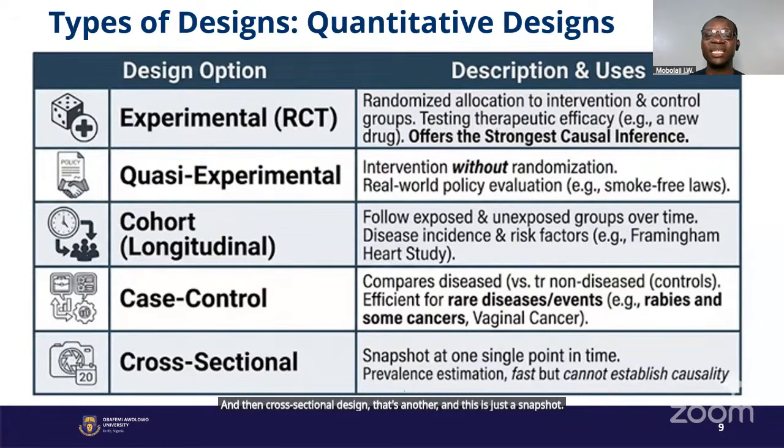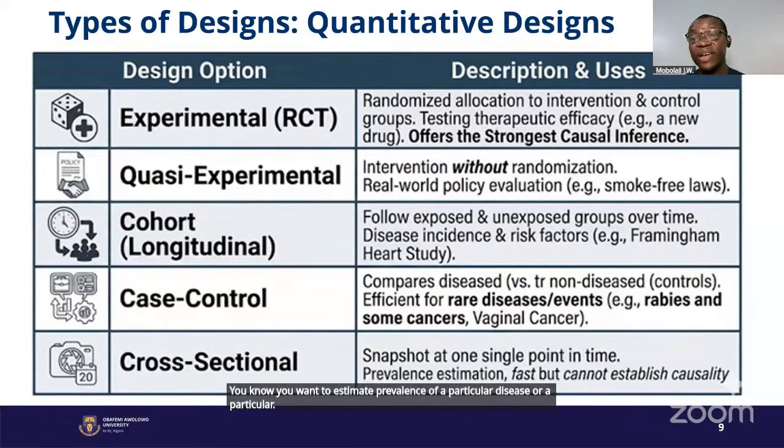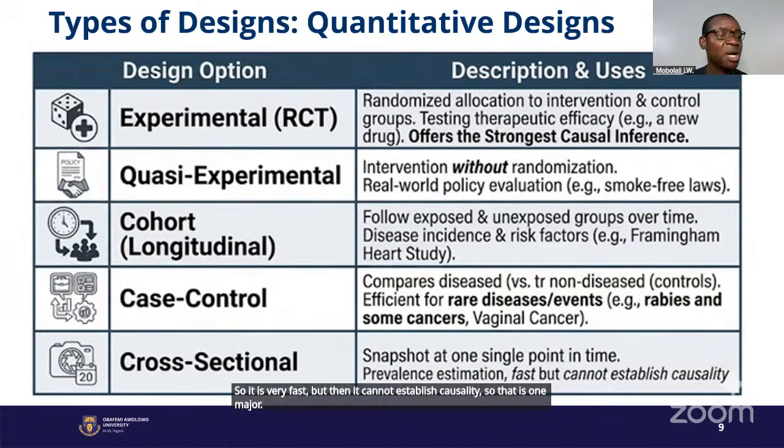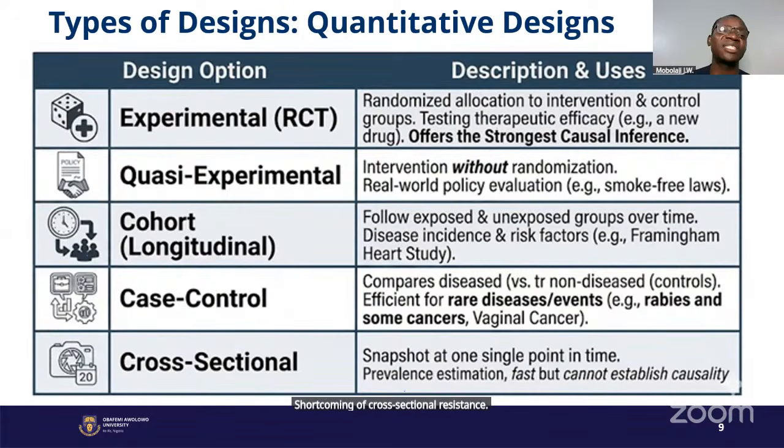And then cross-sectional design, that's another, and this is just a snapshot. It's a research design in which you have a snapshot collection of data at one single point in time. And this is very useful when you want to estimate the prevalence of a particular disease or a particular outcome. So it is very fast, but then it cannot establish causality. That is one major shortcoming of cross-sectional research.